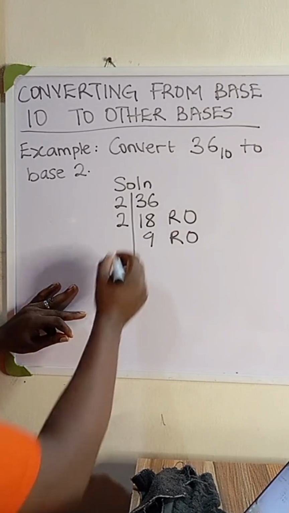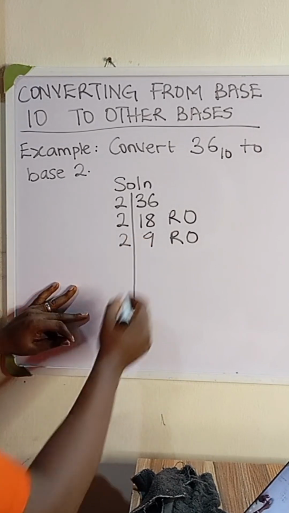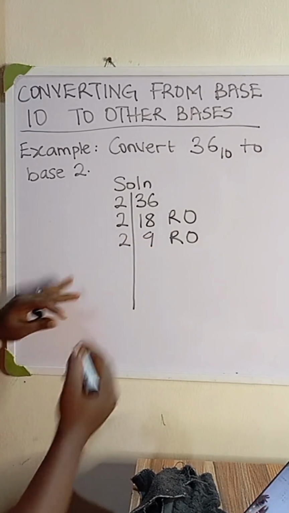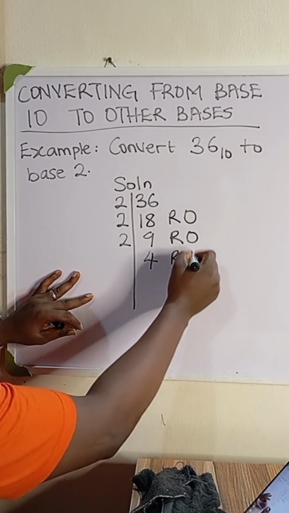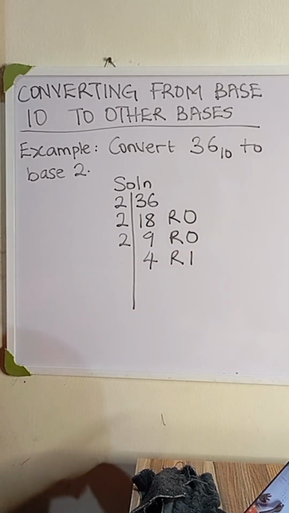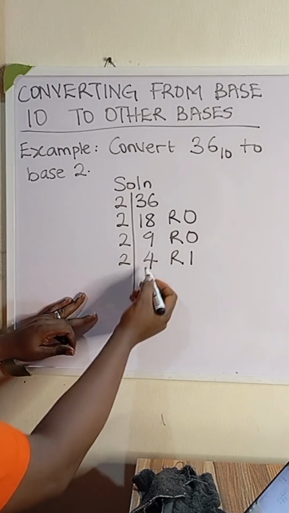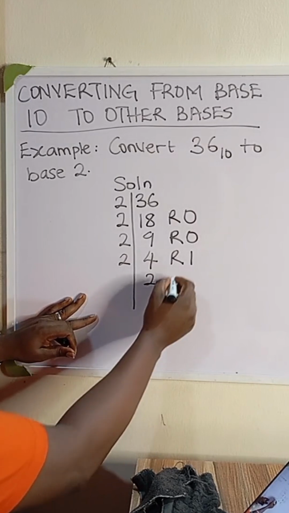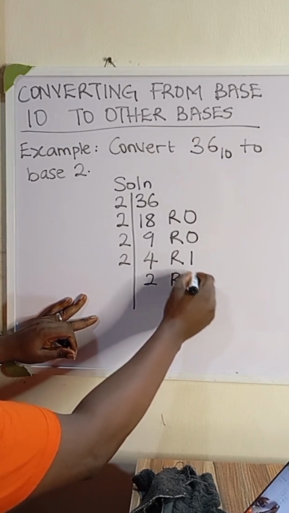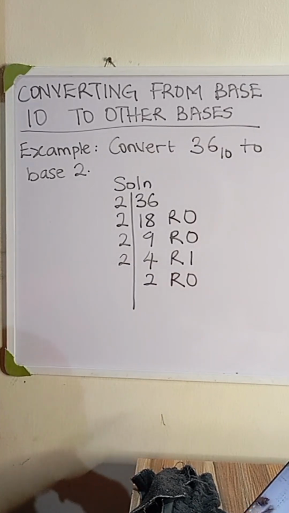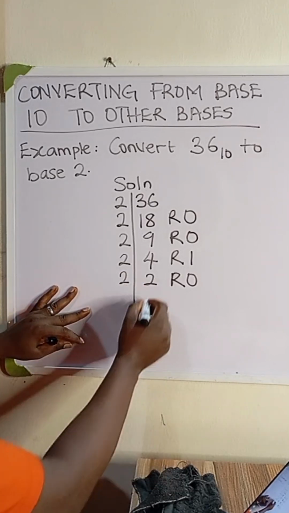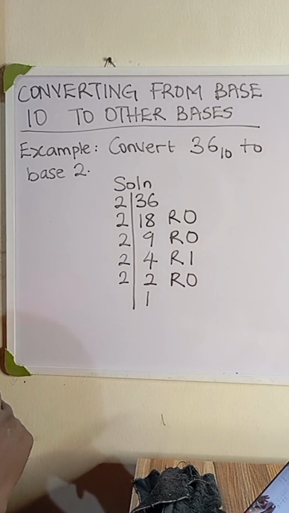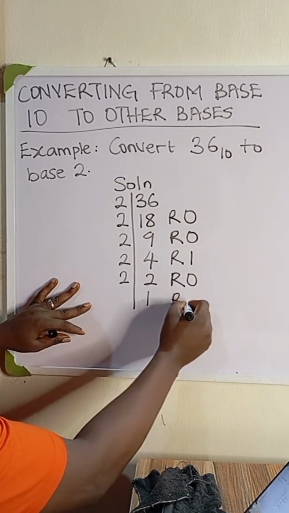Going further, we continue by dividing by 2. 9 divided by 2 gives us 4. Will there be a remainder? Yes, remainder 1, so we take note of the remainder. We continue dividing by 2. 4 divided by 2 gives you 2, with remainder 0. Going further, we divide by 2. 2 divided by 2 gives you 1, with remainder 0.